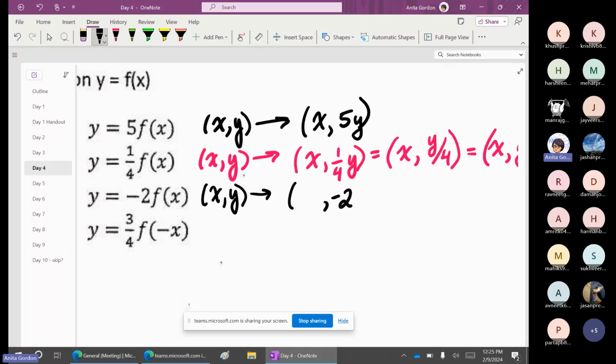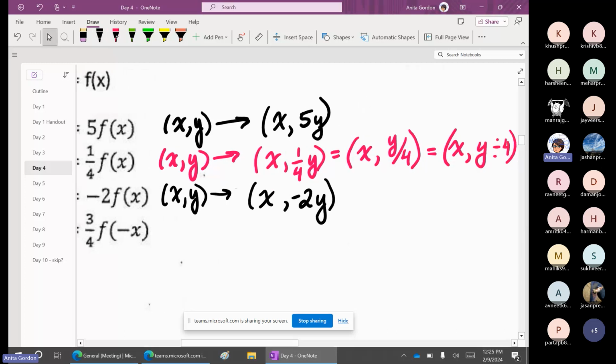-2y. Anything change with the x? No. Okay, what does the negative tell you? This is telling us two pieces of information. What is it? Reflection. So it's upside down. And it is expanded by 2. Right, the negative tells us there's a reflection and an expansion or a stretch.